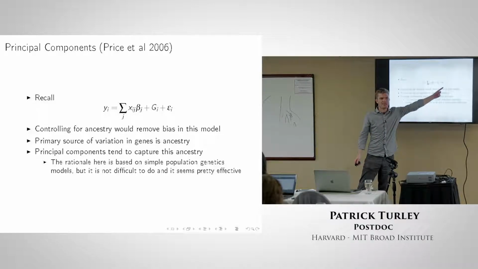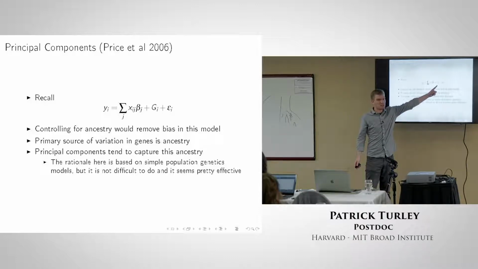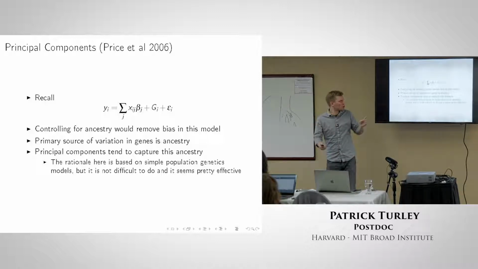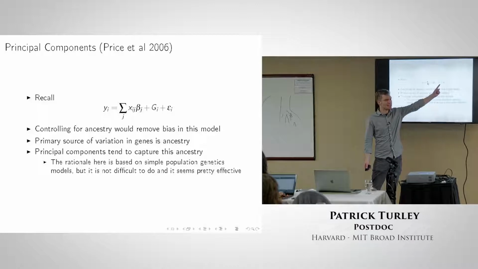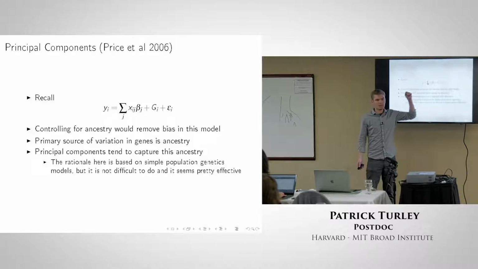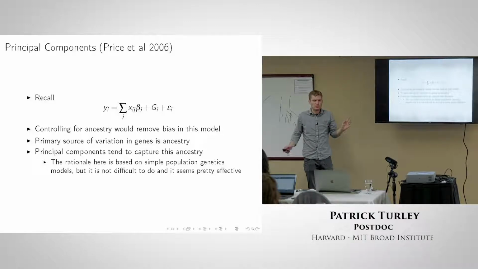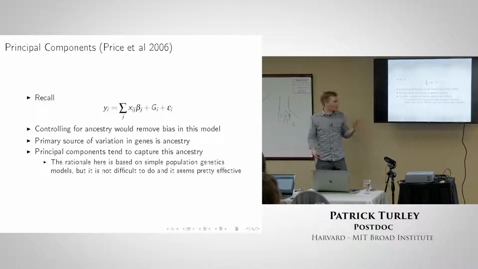This is the model that we have in our head when we're thinking about stratification. Now, if we observed G, like we knew the ancestry of every individual, we could just include it as a covariate. These are the Z's that Dan talked about. If we include the Z's as covariates, that would totally explain all of the variation in G, and there would be no bias induced by stratification. That would be the best thing we could do if we knew everyone's precise ancestry. But we don't know that. And so, what can we do?